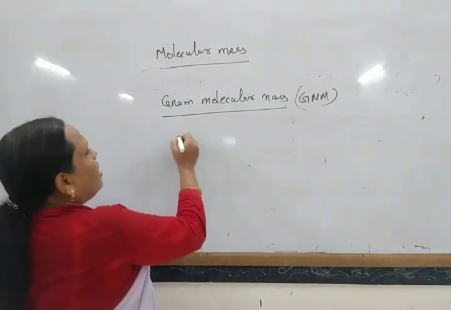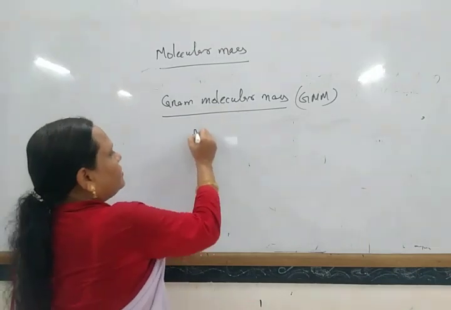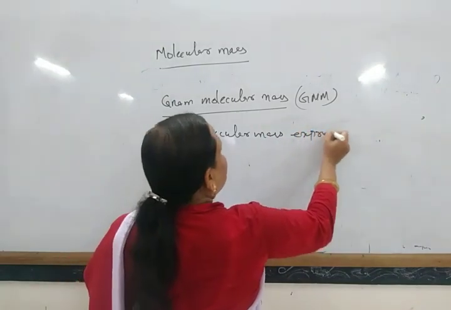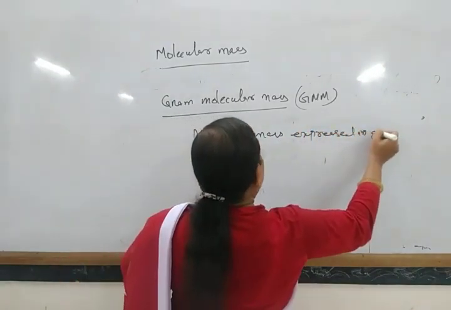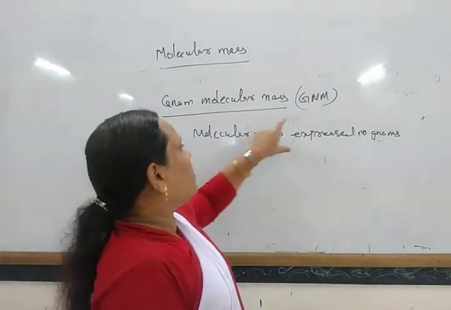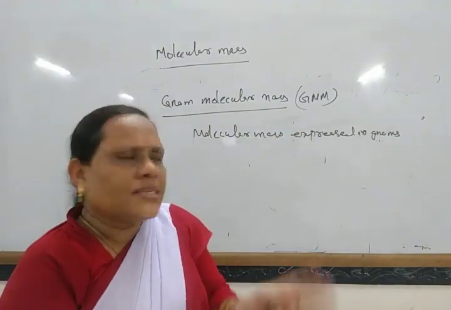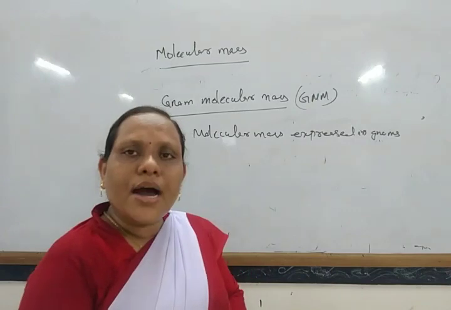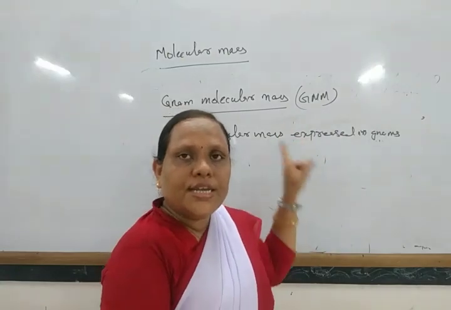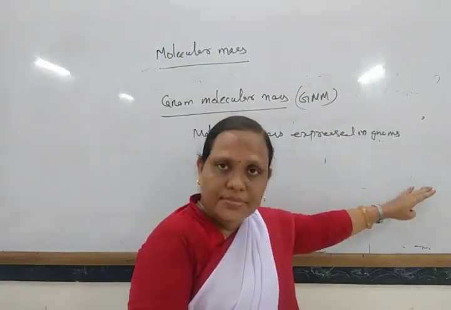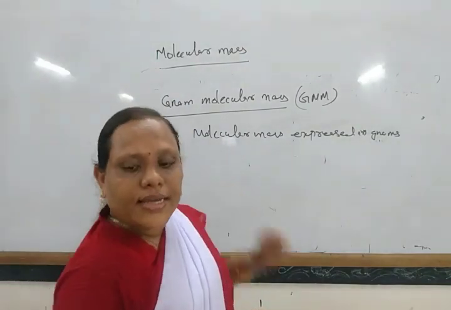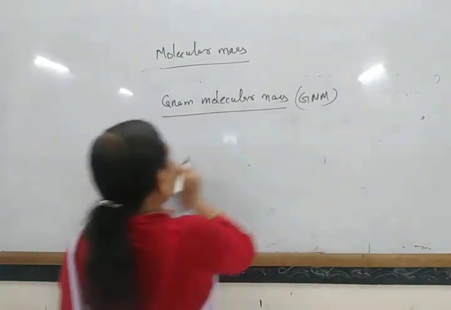Or simply speaking, the molecular mass expressed in grams is called gram molecular mass. Whatever its molecular mass is, just write it in gram. That is known as its gram molecular mass. Or the mass of a molecule in grams which is numerically equal to its molecular mass is known as gram molecular mass.